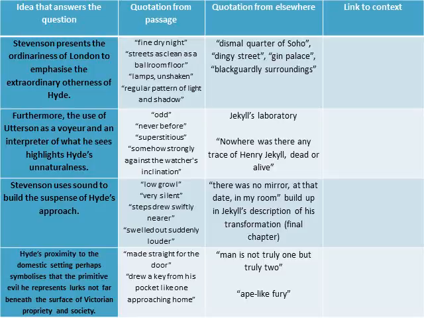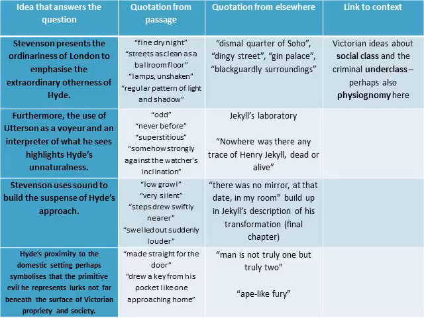I also have to link to context in my answer, so my very last bit of planning is going to be to make some notes about the kind of context I could write about. For the exploration of where Hyde is in London, I'll consider the Victorians' ideas about social class and the criminal underclass. I might be able to mention physiognomy here, but it might take me too far away from the idea of setting, so again I'll need to be a bit careful. When I consider Utterson's unease in the setting and the laboratory setting, I'll think about the idea of the uncanny, as well as ideas about science and superstition.